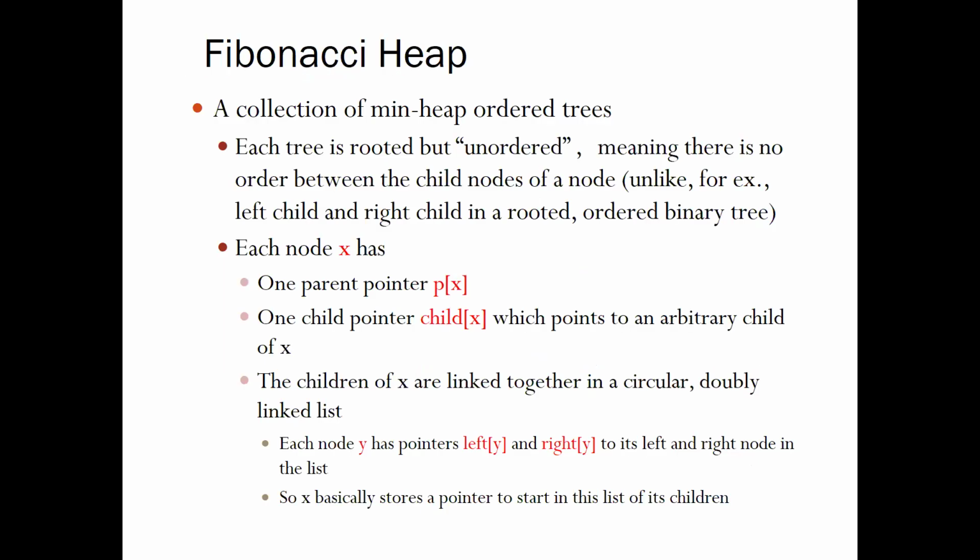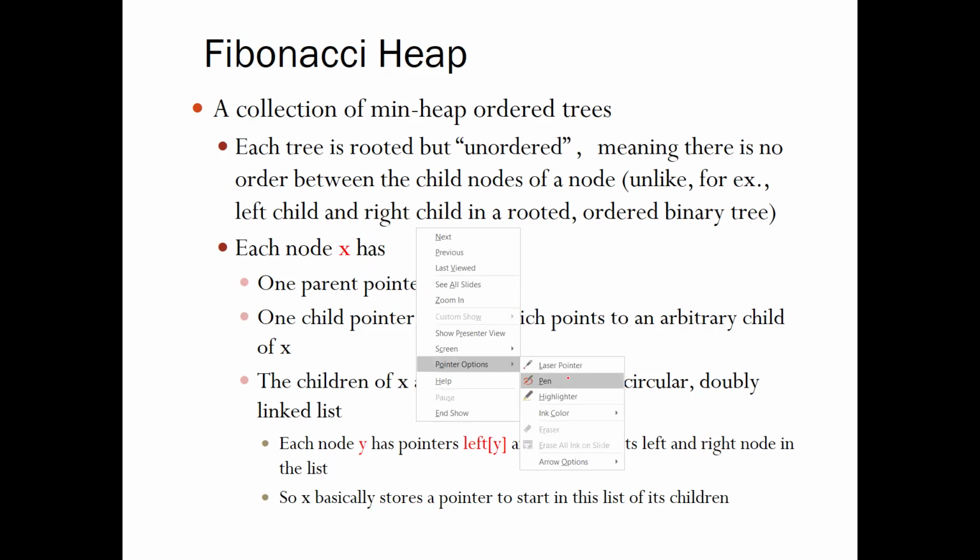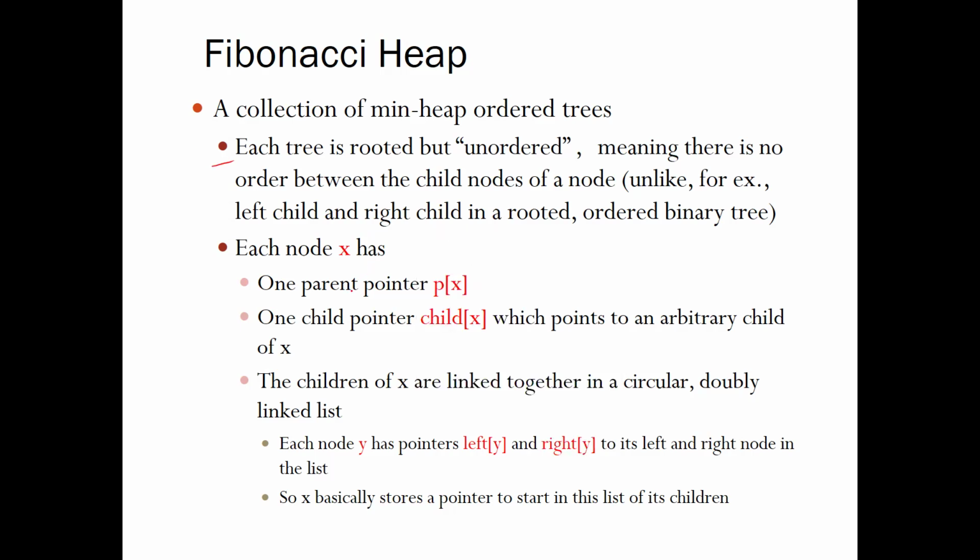Now we'll see what a Fibonacci heap is. It's a collection of min heap ordered trees where each tree is rooted but unordered. That means there is no ordering between the child nodes like in an ordered binary tree. You can arrange it in any particular manner. Now, what are the attributes of a node? For example, if you have node X, then it will have a parent pointer that is denoted by P of X, and a child pointer child of X, which points to an arbitrary child of X.